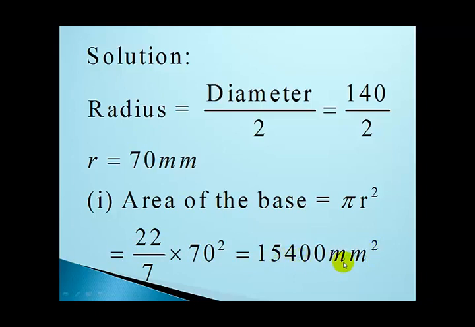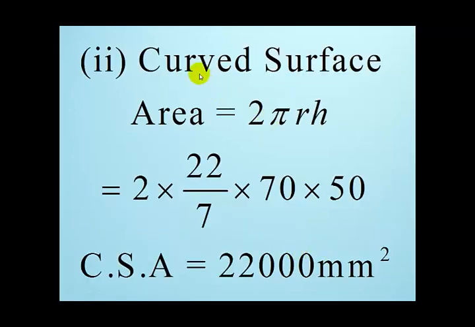15,400 millimeters squared. That is the area of the base. Now let's proceed. Curved surface area of a cylinder is equal to 2 pi rh.